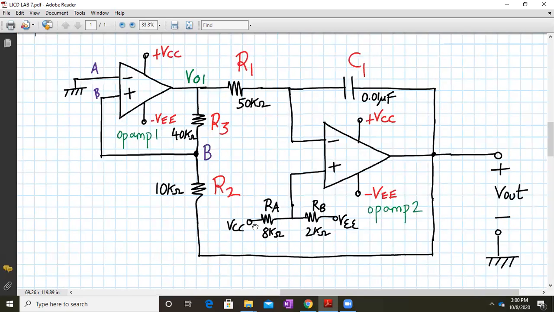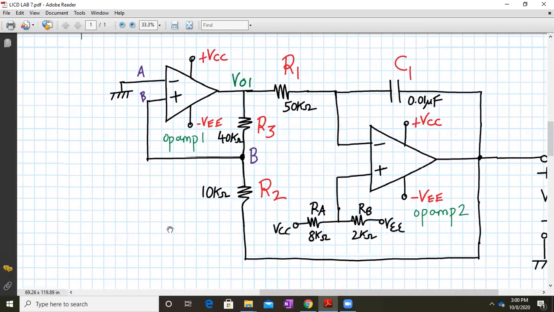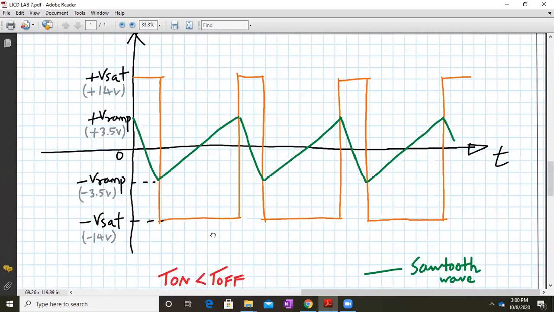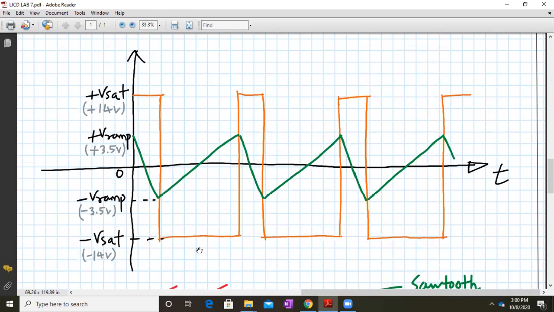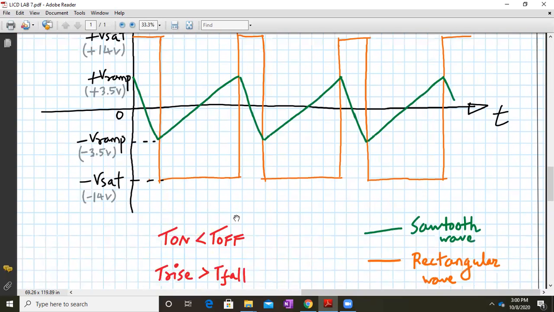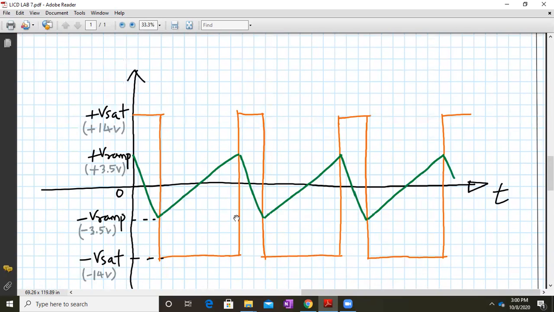That is, RB will be greater than RA. If you change RA to be greater than RB, you will get a sawtooth waveform with a rise time and fall time as follows. Okay, so these are the waveforms you will get if you change the value of RA, so that it will be less than RB.